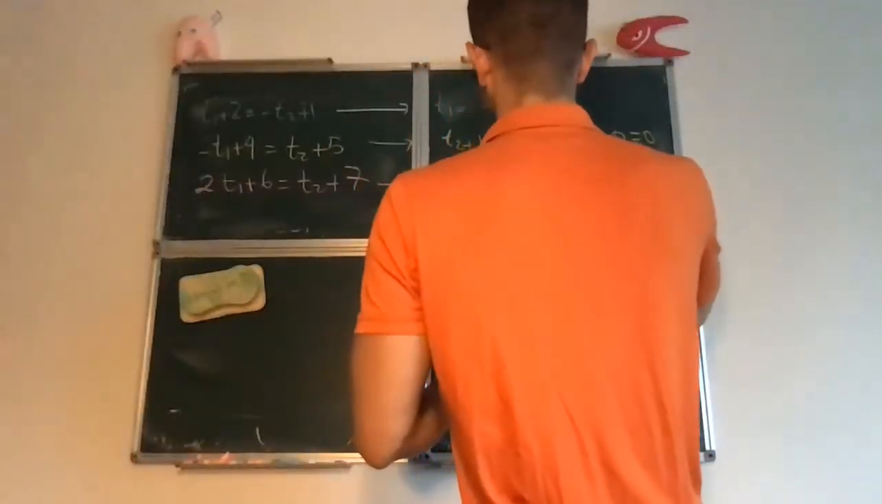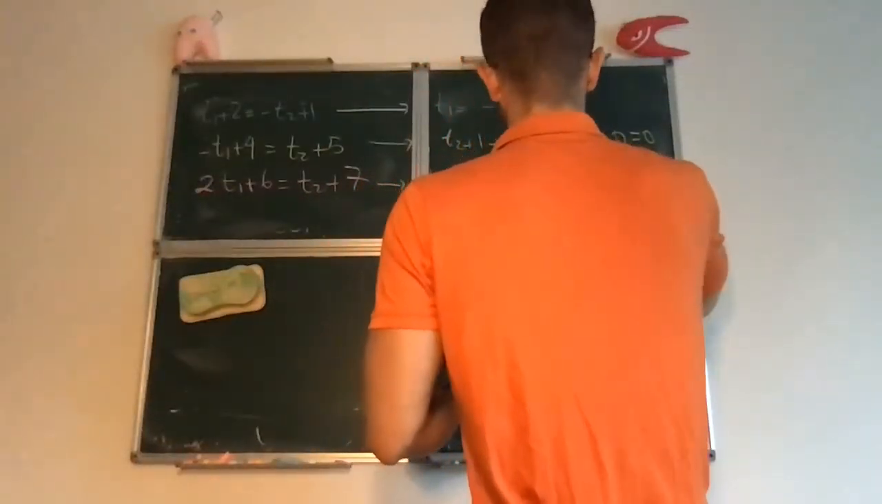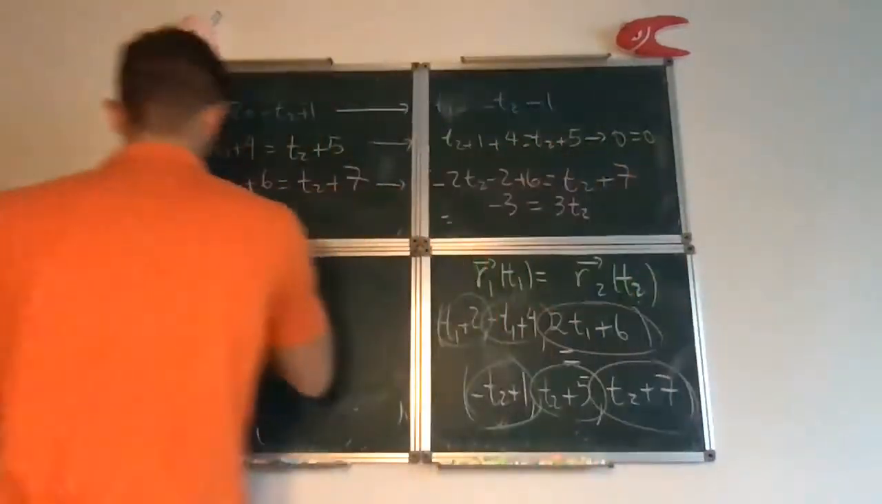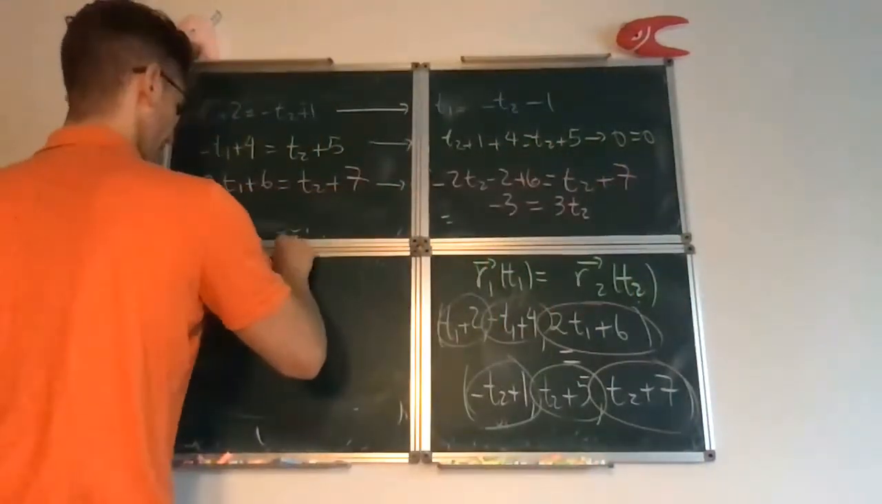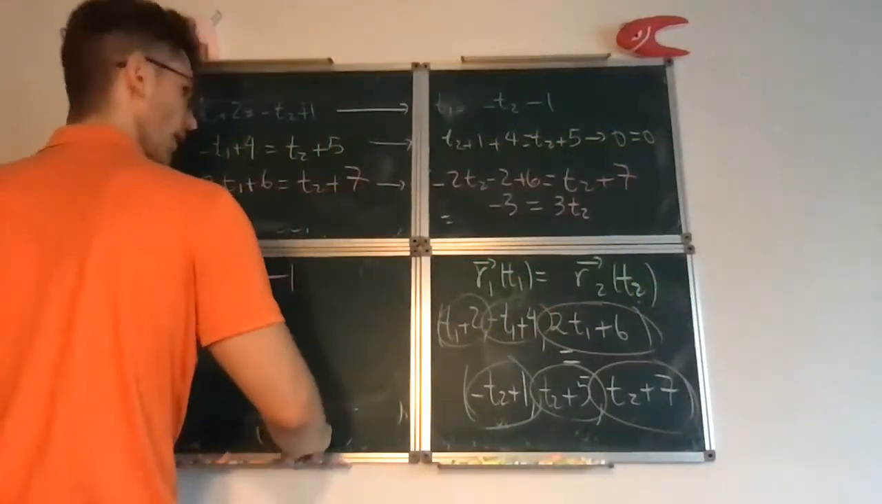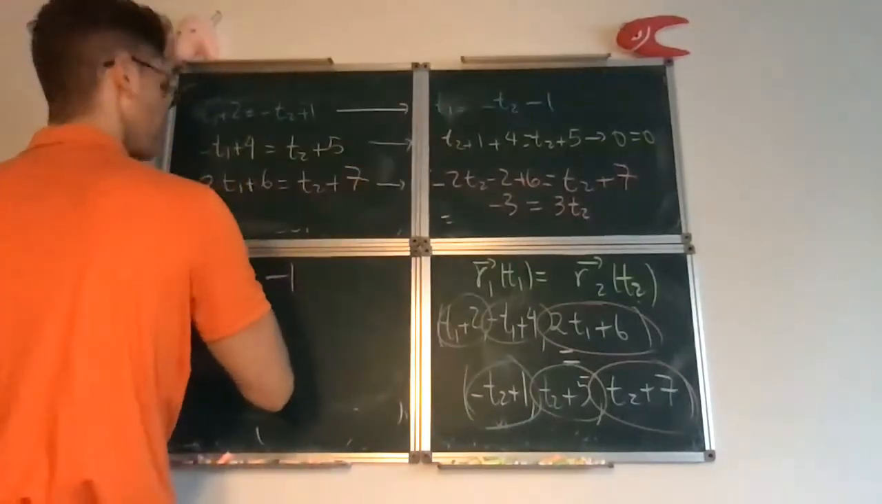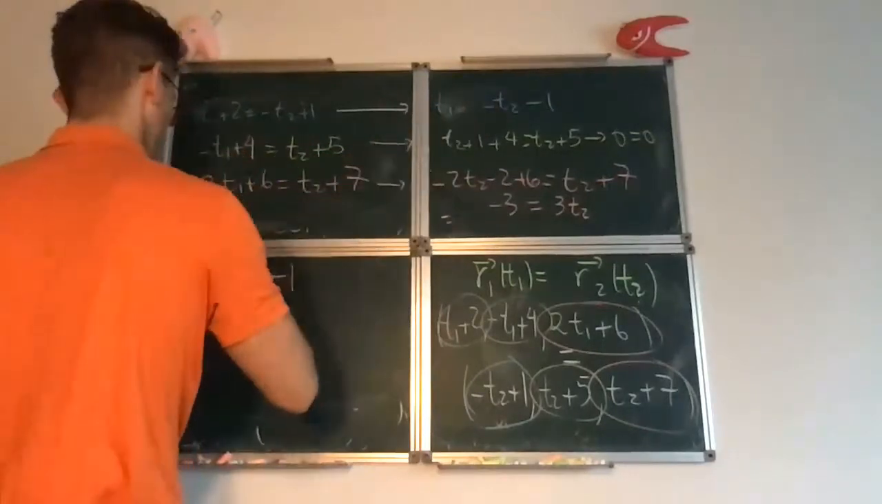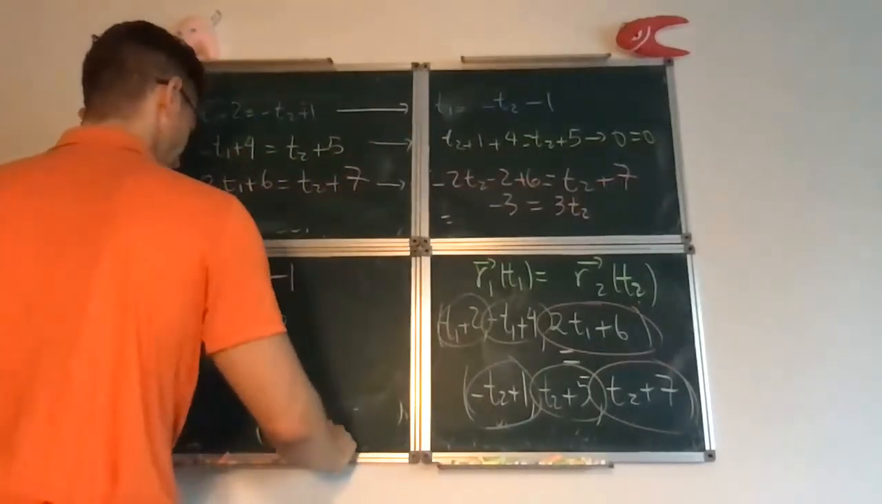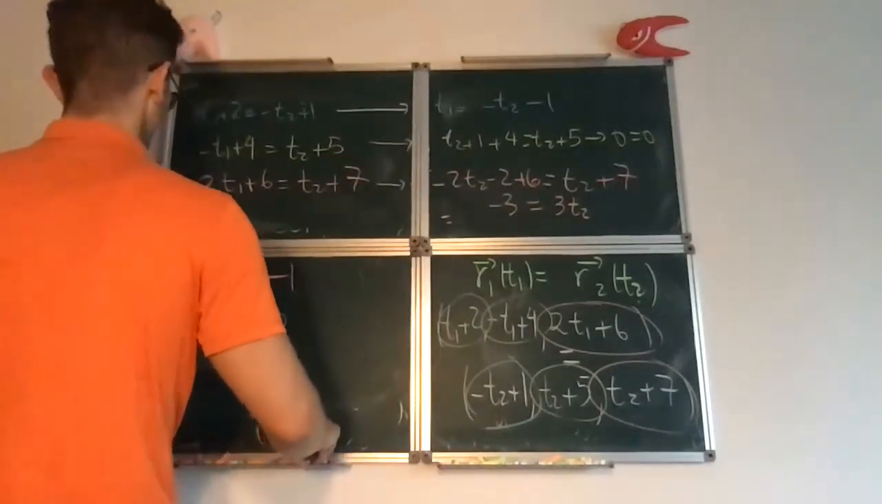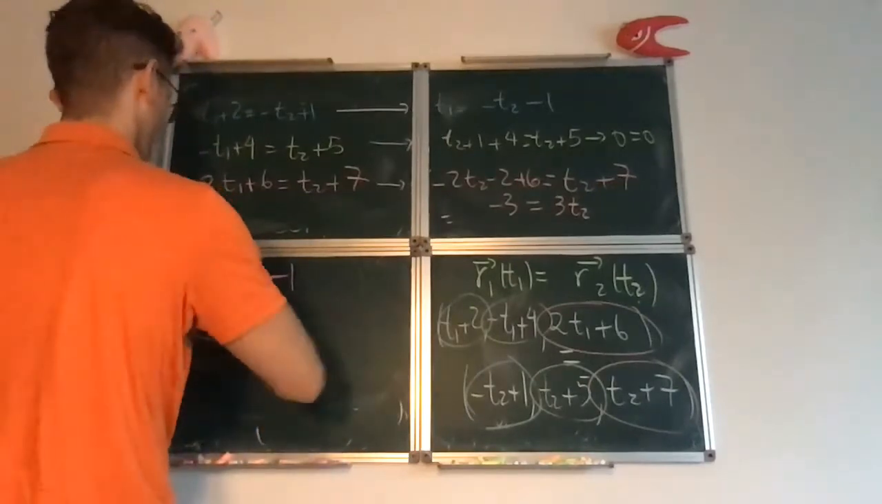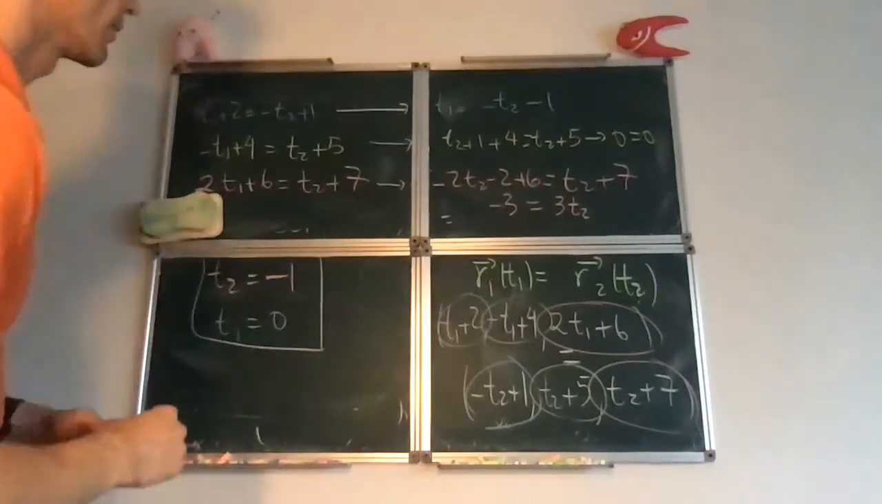And that gives you 3t2, and so you get that t2 equals negative 1. But if t2 equals negative 1, that means that t1 equals what? Equals 1 minus 1 equals 0. Okay? So those are the values that you need to work with.